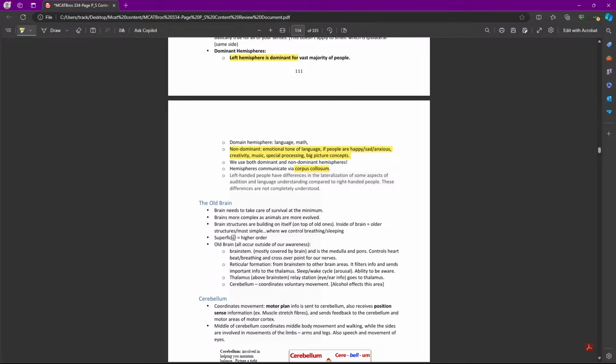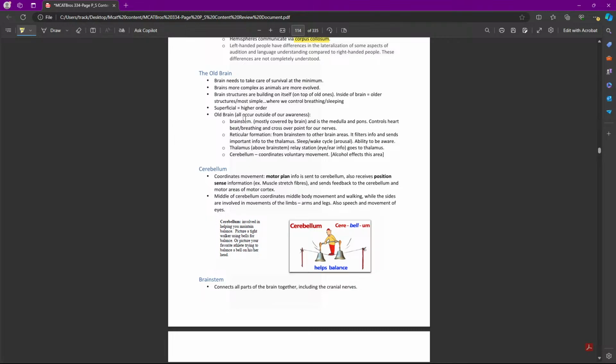That's like the limbic system we were talking about with emotion earlier. The old brain is related to awareness, and it consists of the brainstem, the medulla and the pons. It controls our heartbeat, breathing, and the crossover point for our nerves. The reticular formation, from the brainstem to other areas, filters info and sends it to the thalamus, which we know is the sensory relay station. It also regulates sleep and wake cycles.